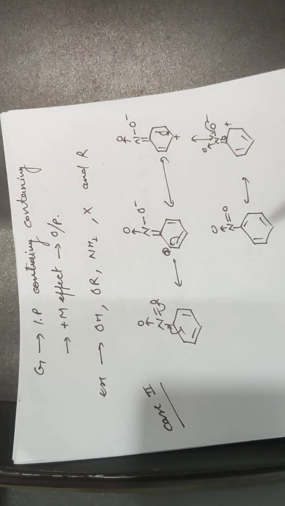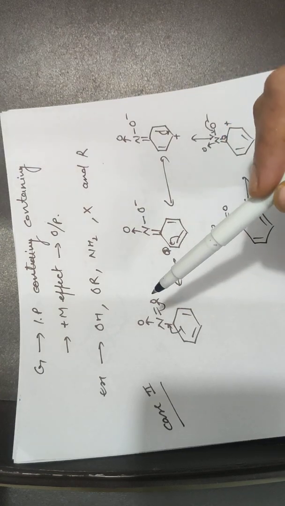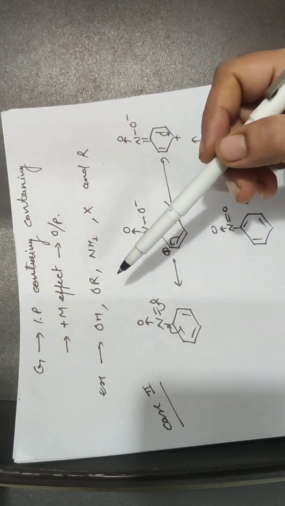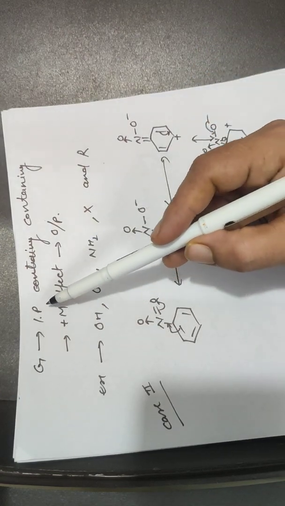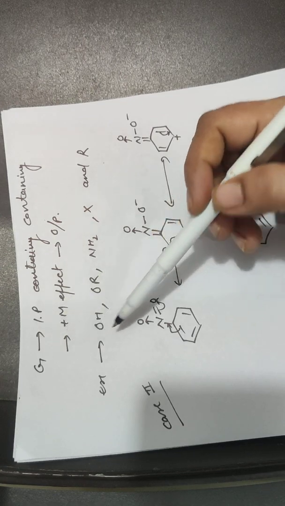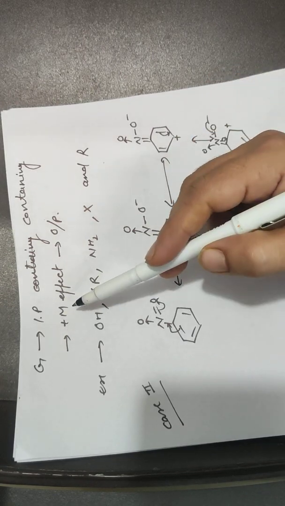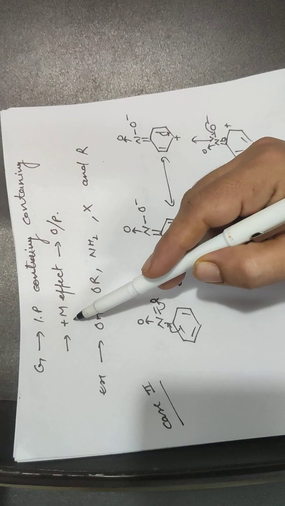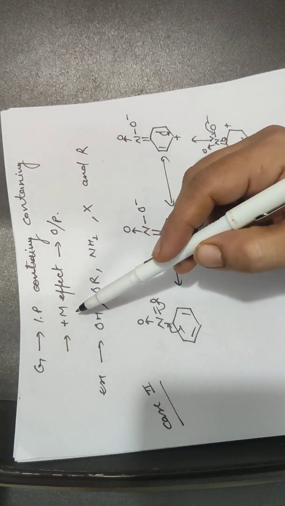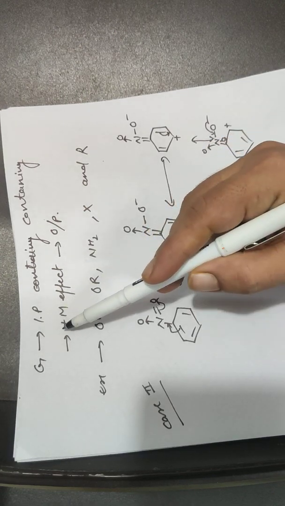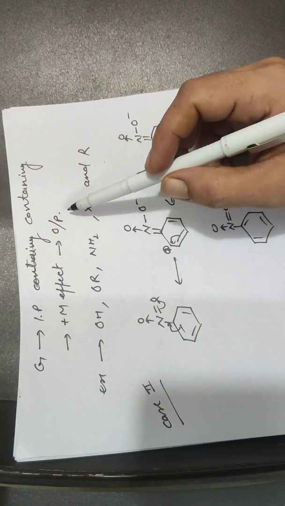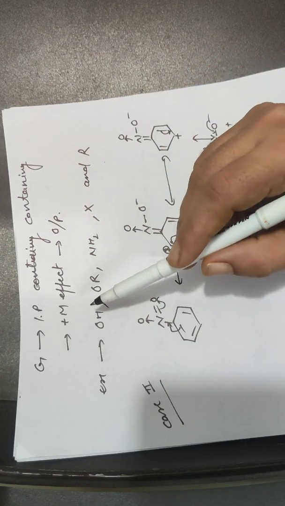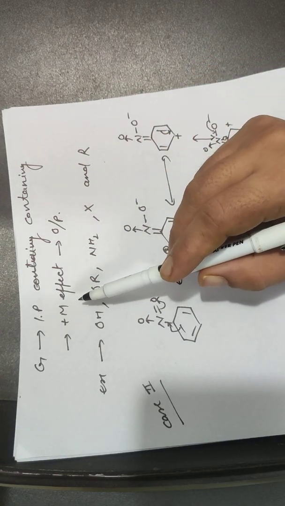In general, which type of group will show you the ortho para directive influence? Generally, when the lone pair comes into resonance, that is actually the plus M effect. The plus M effect showing groups will have ortho para directive influence.